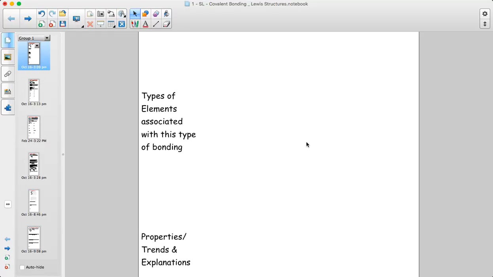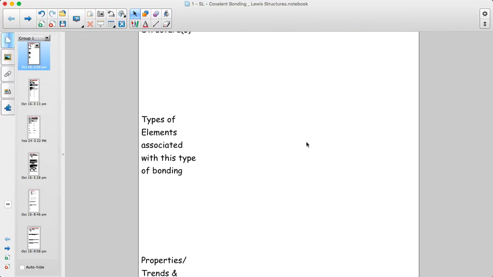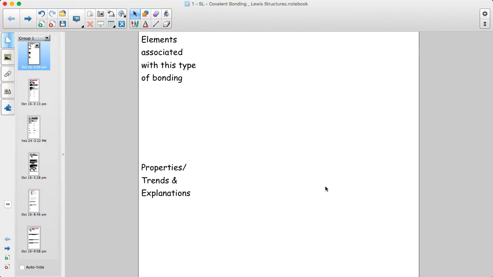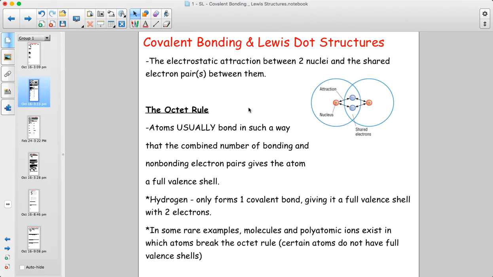Nonmetals are the types of elements associated with covalent bonding. Normally, molecular compounds tend to have fairly low boiling points and melting points relative to these other types of bonding, but the macromolecular covalent structures tend to have very high melting points and boiling points. And we'll get into that more in some subsequent topics.